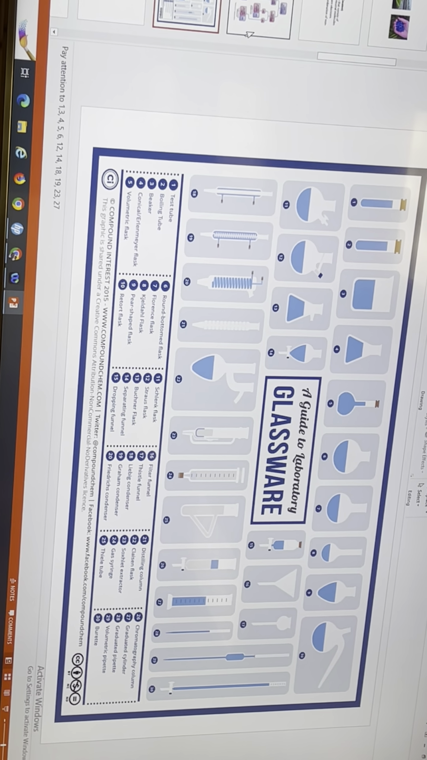Just because we're CBRN, we're chemical, we're bio, we should know this. What would you use 25 for? 25? I have no idea. That just looks like a useless thing. I've never seen it, never used it. I don't have a clue. But these are pretty much all the glassware that you can find in a lab.